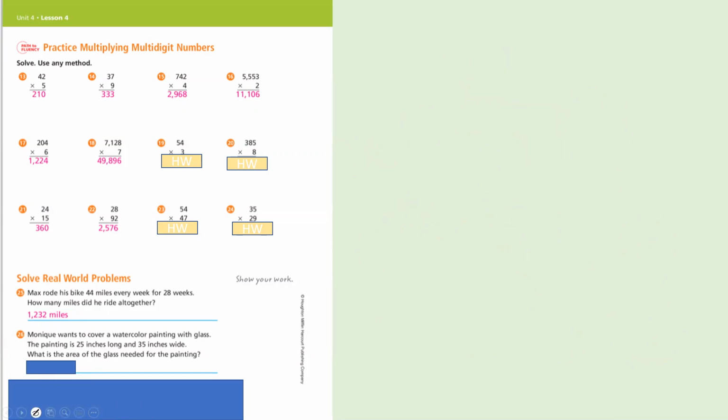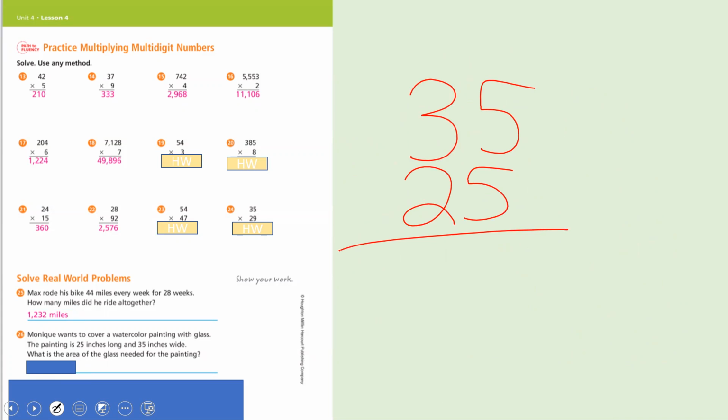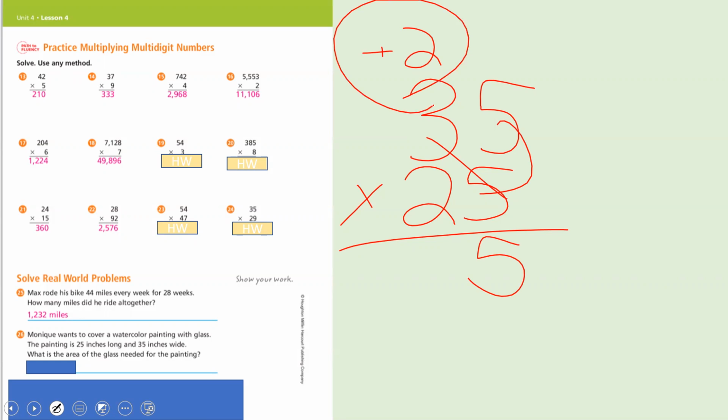And then last but not least, we have our last problem here. We have 35 and 25. You know what? I'll do traditional here for all my traditional friends out there. We have 5 times 5, which is 25. And we have 5 times 3, which is 15, plus 2. 15 plus 2 is 17.